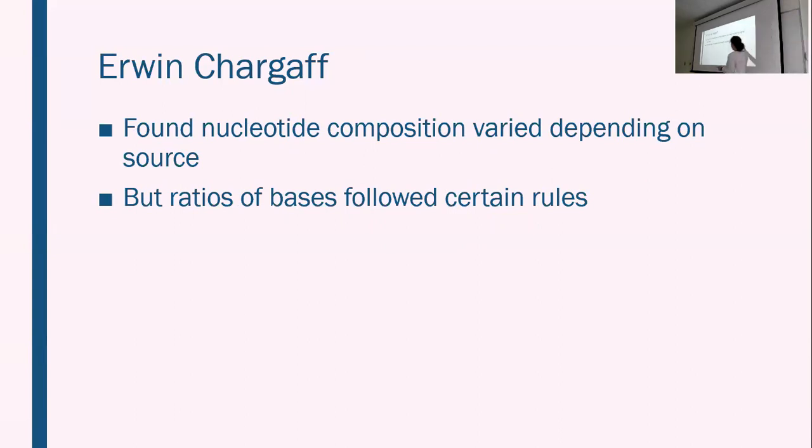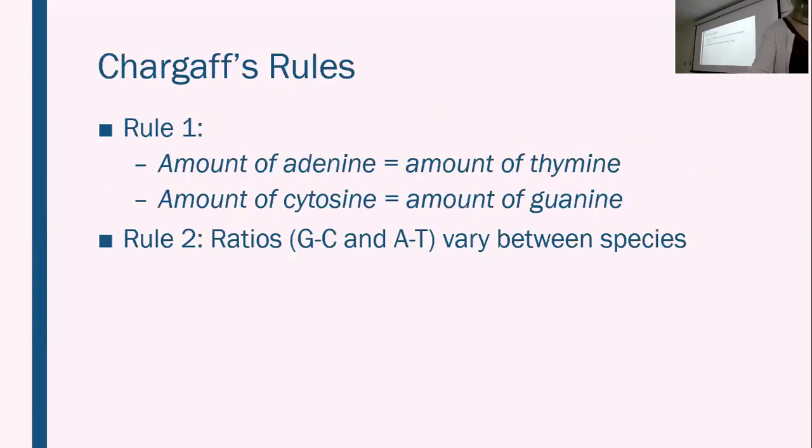But the ratios of bases, A's and T's and C's and G's, followed certain rules called Chargaff's rules. Cool. So rule 1: the amount of adenine in your DNA is equal to the amount of thymine. So your number of A's is equal to the number of T's in your DNA. Likewise, the amount of cytosine is equal to the amount of guanine, so you have the same number of C's as G's.